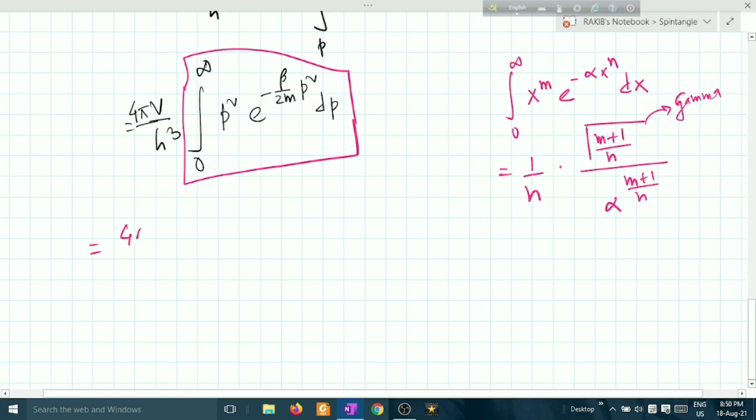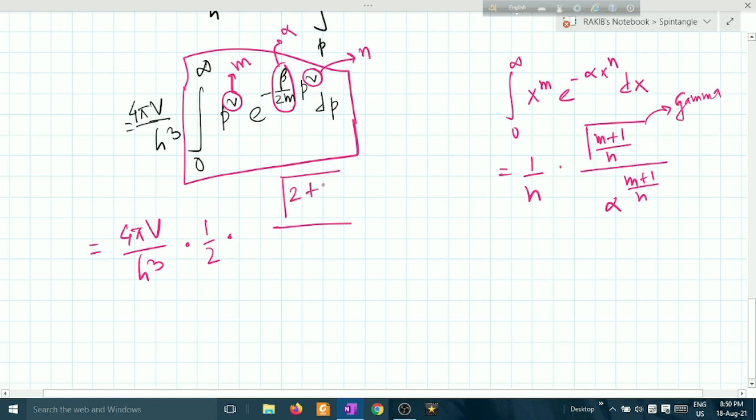Therefore you have to solve 4 pi V upon h cube times this. Calculate the value: what is m here? This is the m. What is n here? This is the n. And what is alpha here? Beta upon 2m is the alpha. Plug them into this formula: 1 by n means 1 upon 2, so a half, times gamma of (m plus 1) upon n, that is gamma of 2 plus 1 upon 2. In the denominator you have beta upon 2m to the power 2 plus 1 upon 2. This is the ultimate result.